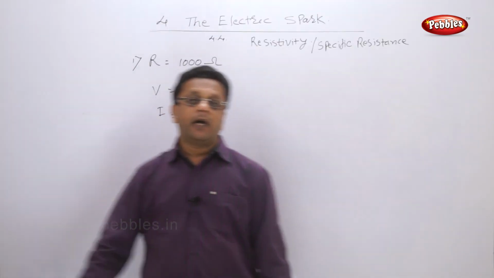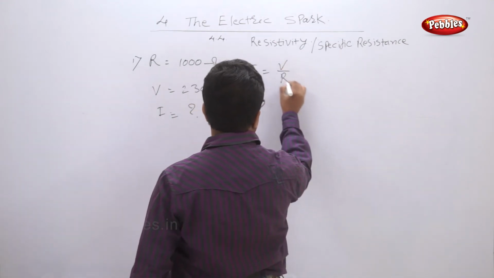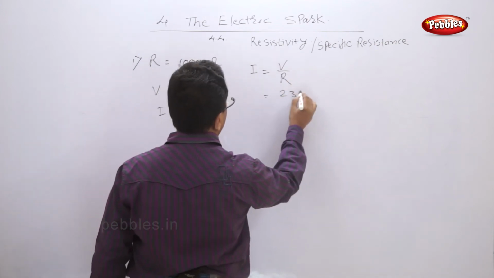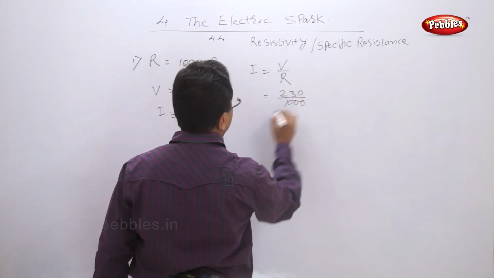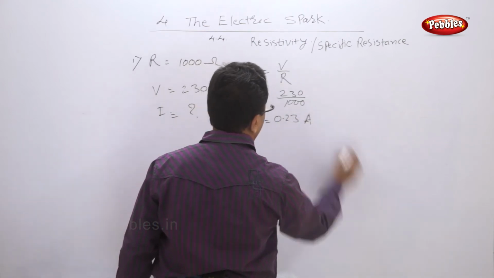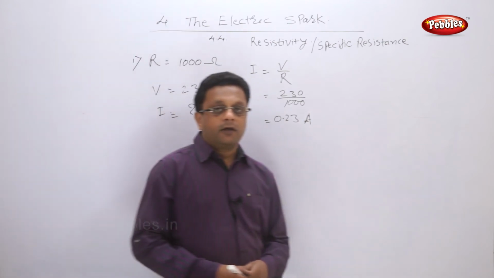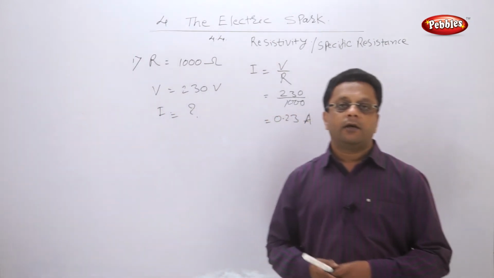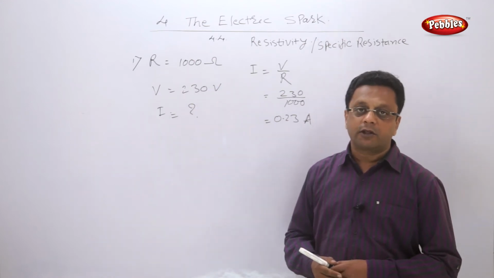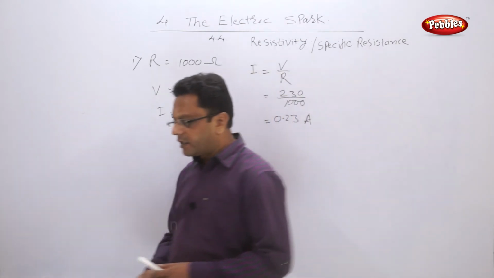Very simple. I is equal to V upon R. So I have 230 upon 1000, which is 0.23 amperes. You just have to take care that your units are in the same system. If they are given in millivolts or megavolts, you have to convert them into volts. Okay, let us see the second example.